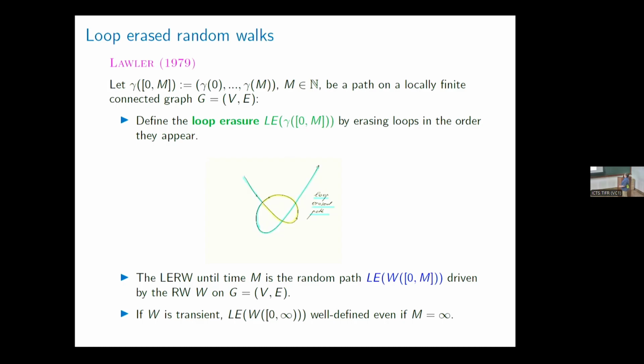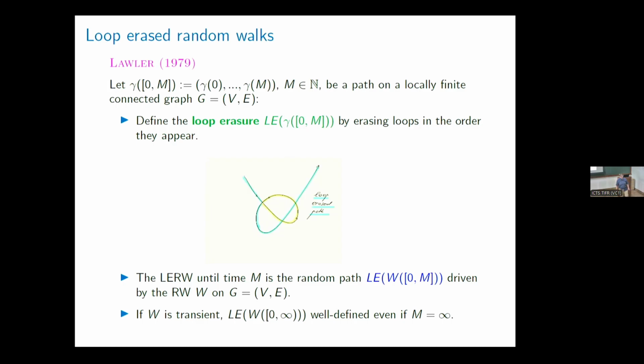Usually you take for this path gamma a random walk as a driving process, and then you call the whole model the loop erased random walk. And it is not hard to see that if the walk is transient, then you don't have to do this only for a finite path segment.